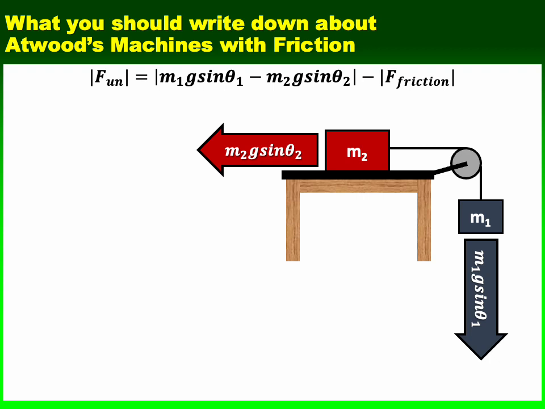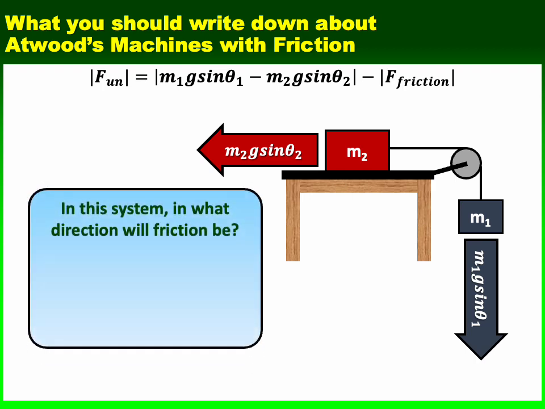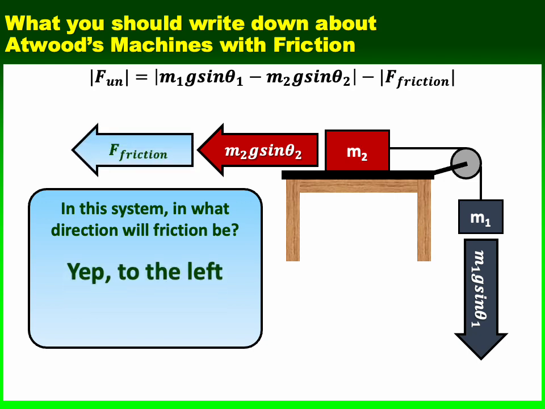Well, we just looked at this last problem. The red arrow, M2g sine of the second angle. Well, that angle is 0, and sine of 0 is 0. So that whole big red arrow is going to be a big fat nothing. Well, that means the dark blue block is going to fall downward, which is going to drag the red block to the right. That means friction will be to the left, because friction opposes motion.